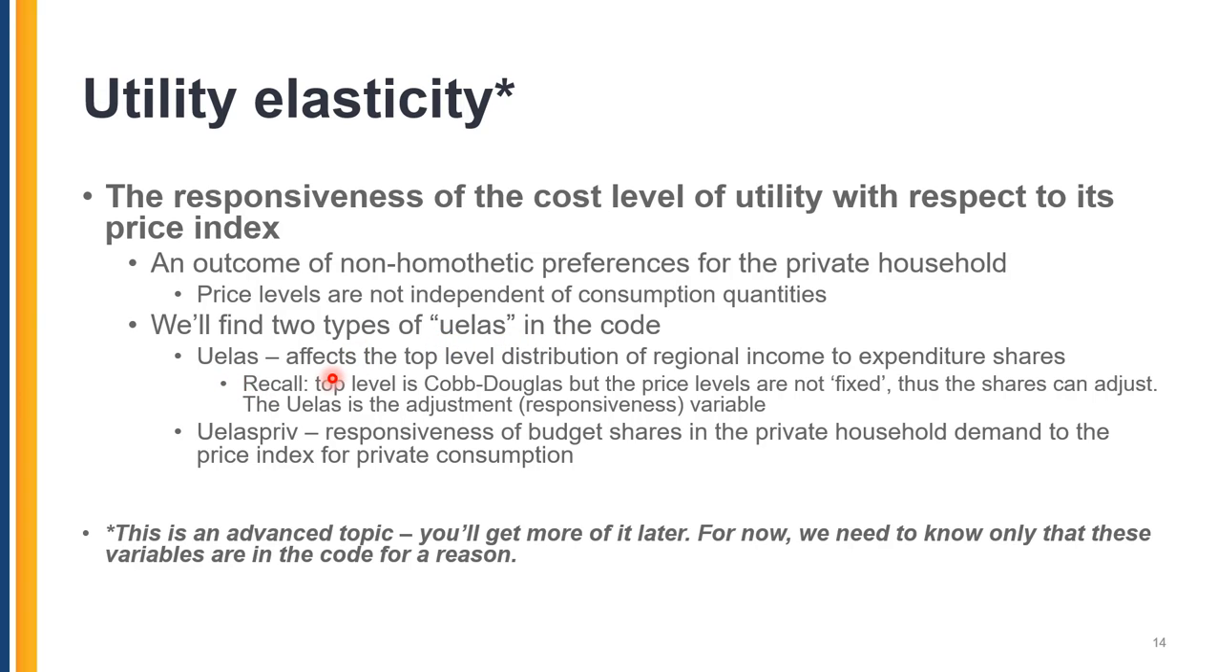So UELAS is the top level distribution of regional income to expenditure shares. So we have that Cobb-Douglas at the top level, but those shares can't be purely fixed, and so we need this responsiveness variable. This elasticity is written in the code, you'll see it's underlined or lowercase. So it's actually an elasticity that adjusts, it's solved for, and it gives you that responsiveness. And so it is adjusting those shares to make them accurate, to make them true to the price system that we have in GTAP. And then you have uelastpriv or uepriv, lowercase, and that's the responsiveness of the budget shares in the private household demand to the price index for private consumption.